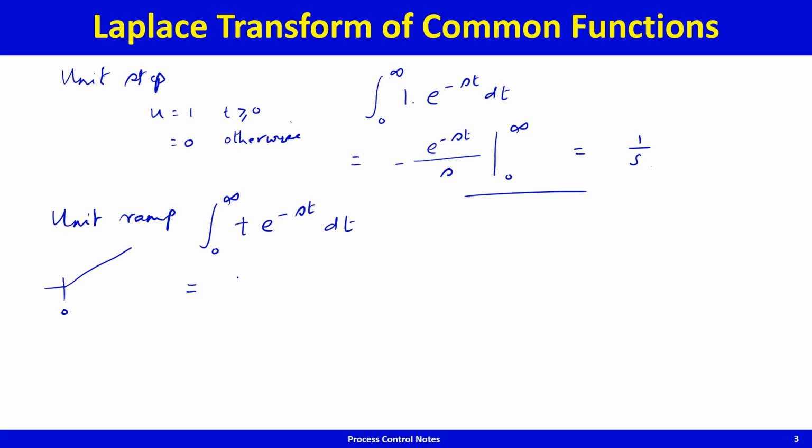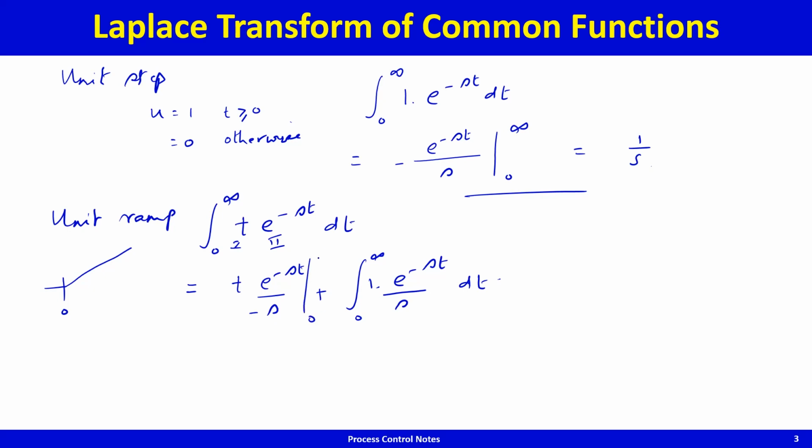Okay. So t times e to the power minus st, integration by parts. First function, second function, divided by minus s, minus the integral of the derivative of t, which is 1, times the integral of that function, which becomes e to the power minus st divided by s, dt, and of course the limits are 0 to infinity.